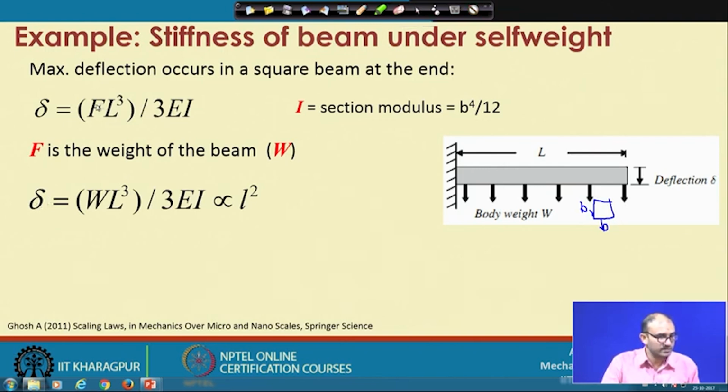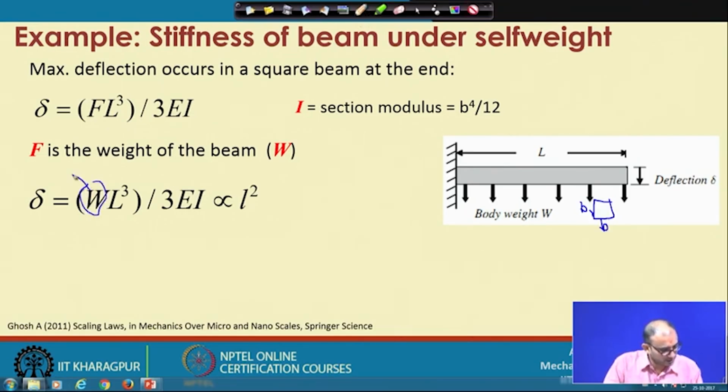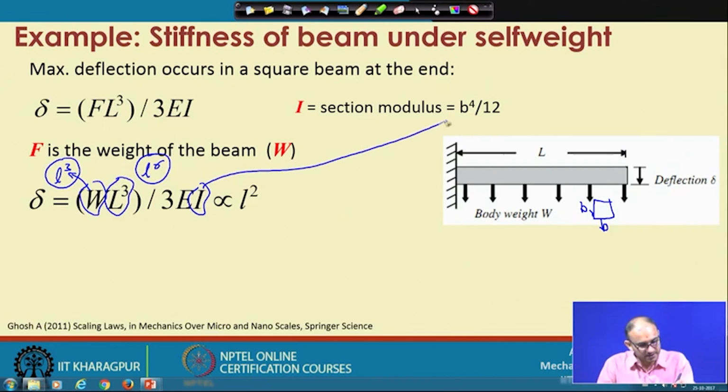Now, in place of F you are putting W here, and then what is going to happen? W has an L cube, we have seen that it is rho into V, and already L cube is here. So, it will be L raised to 6, and in the denominator I is there, and I is connected with B raised to 4. So, at the bottom it is L raised to 4. So, it will be L raised to 6 by L raised to 4, and that is the reason it comes as L raised to 2, right.